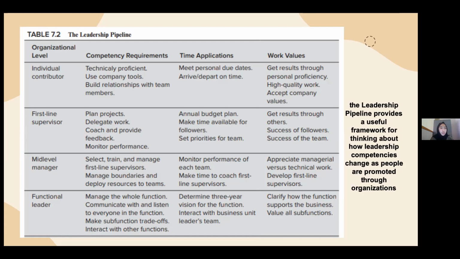And as you can see from the table, in the part of organizational level, there is individual contributor. For the competency requirement, it explains being technically proficient, using individual contributor skills, using company tools, and building relationships with members. For the time application of the individual contributor, it meets personal duties and arrives or departs on time. And for the work values, it gets results through personal proficiency, high quality work, and accepts company values, and so on.